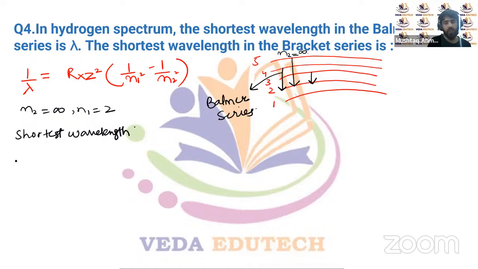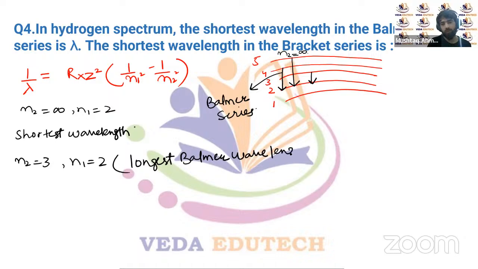Similarly, n2 equal to 3 and n1 equal to 2 will be for the longest Balmer wavelength. Because for the Balmer series, the energy gap between n3 and n2 will be the least. If the energy gap between n3 and n2 is the least, the wavelength will be the longest.